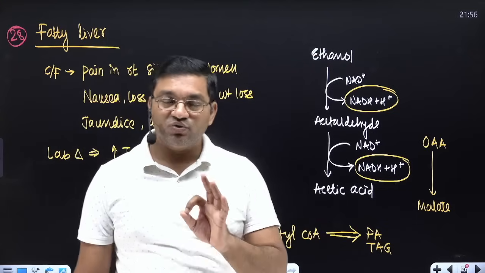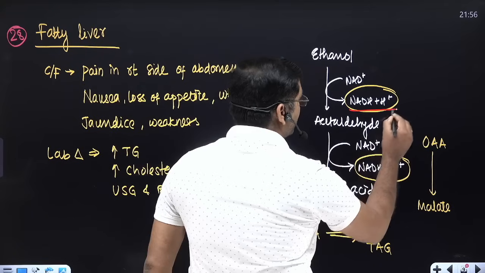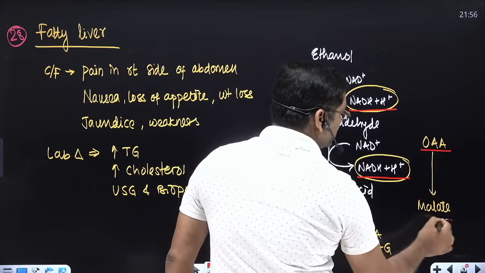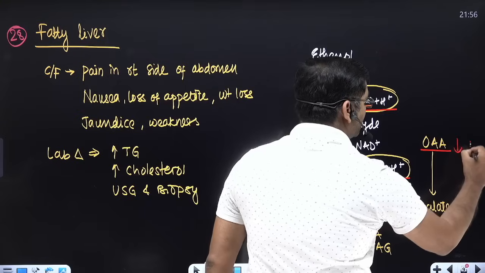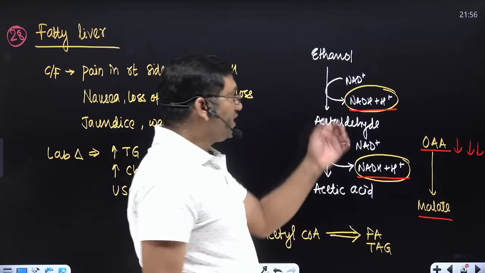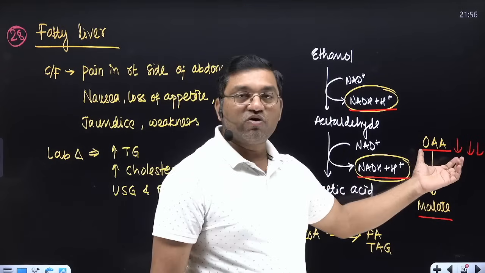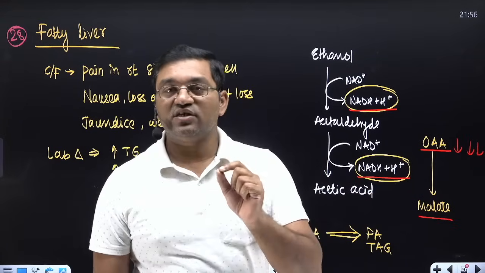Acetaldehyde is converted into acetic acid. During this conversion, there is an increase in the NADH level, and this NADH causes the shift of oxaloacetate to malate. So there is a decreased level of oxaloacetate. Because of chronic alcohol consumption, oxaloacetate is decreased, and oxaloacetate is important for the burning of acetyl coenzyme A.